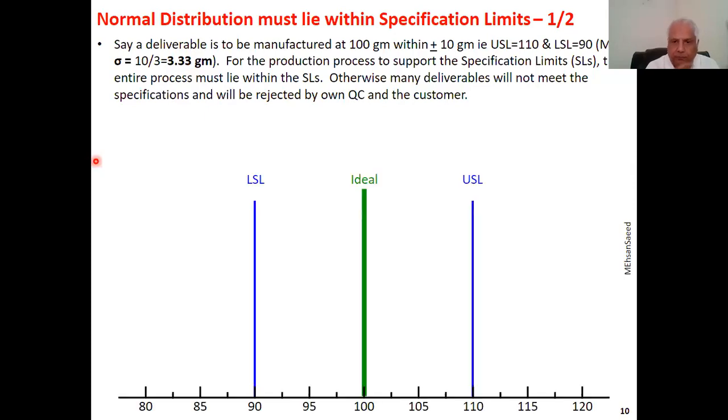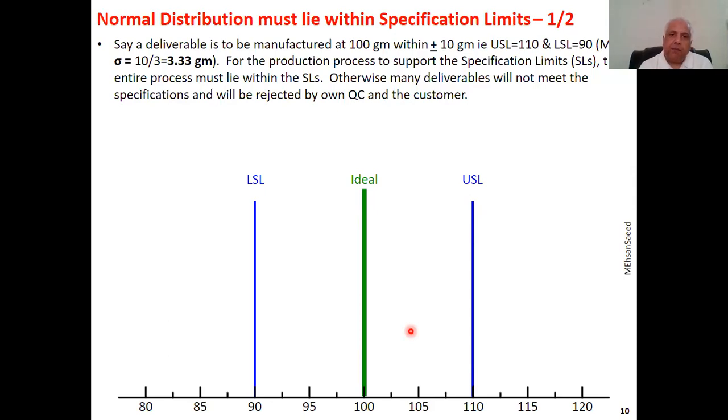So let's see this. This is the mean, 100 grams. And because it is plus minus 10 grams, the upper specification limit is 110 grams, and the lower specification limit is 90. This amounts to three standard deviations. So 10 grams amount to three standard deviations. So one standard deviation amounts to 3.33 grams, or if you were to divide this into three, each unit would be 3.33 grams apart. This is what the customer's requirement is. This is what the voice of the customer is.